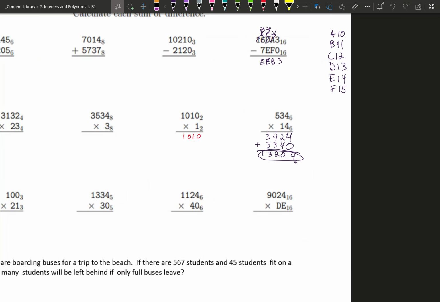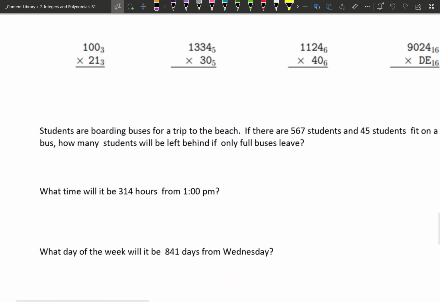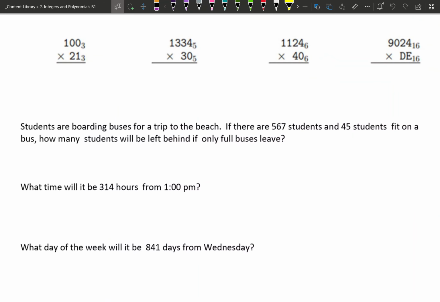Last up for the video is some modular arithmetic word problems. So students are boarding buses for a trip to the beach. 567 students and 45 students fit on a bus. How many will be left behind if only full buses leave?